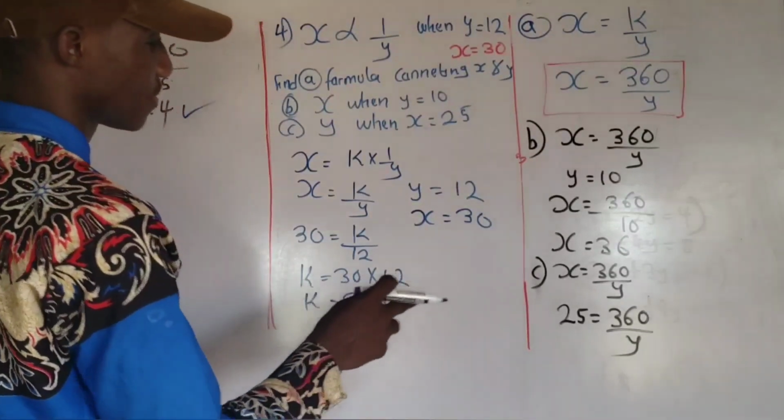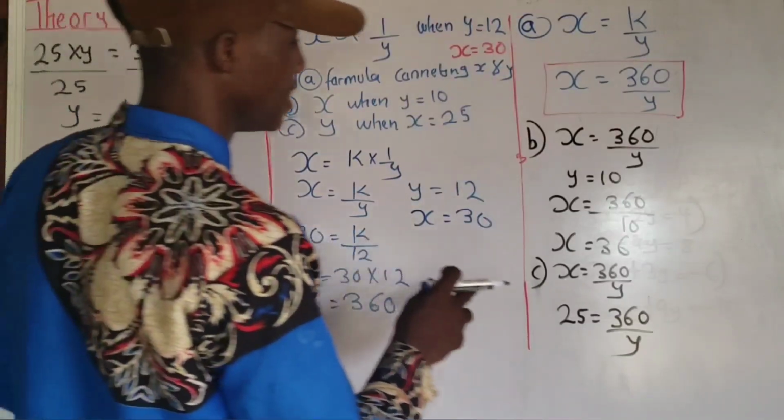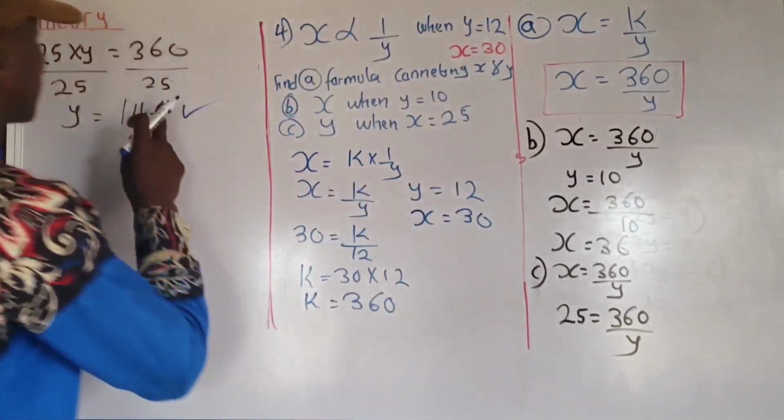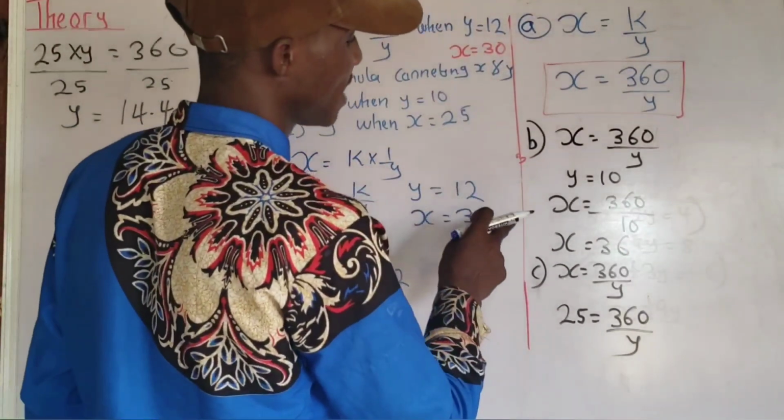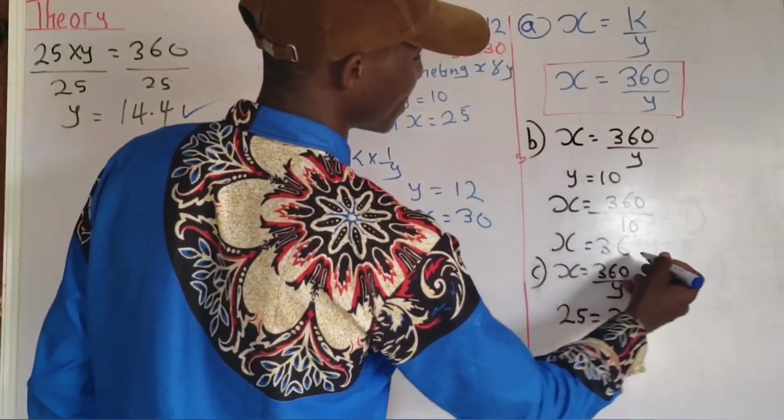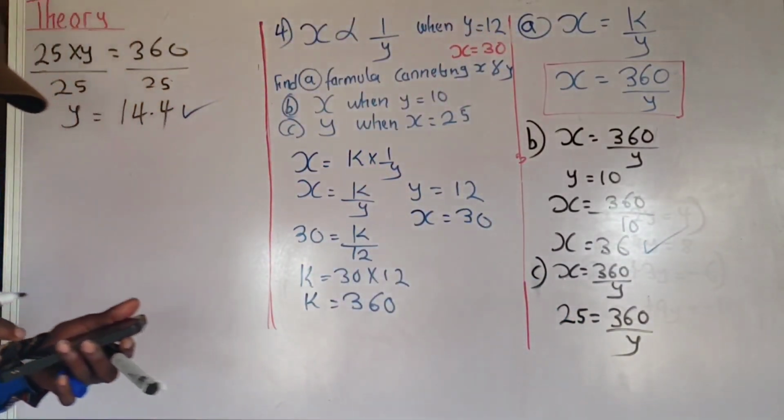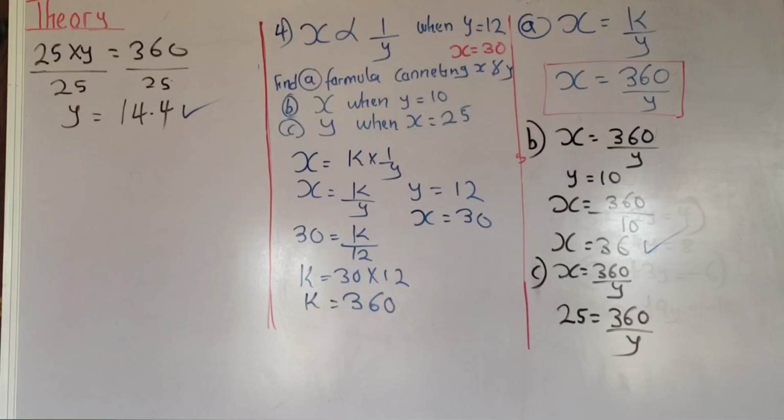When x is 25, y is 14.4, and when y is 10, x is 36. So if you got this answer, that means you are correct. So that is the last question for section B of the Basic Education Certificate Examination 2022. I'm very sure you understood the class.